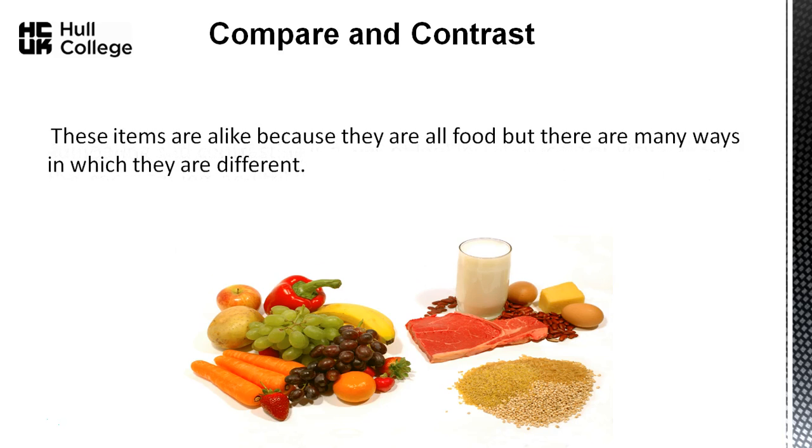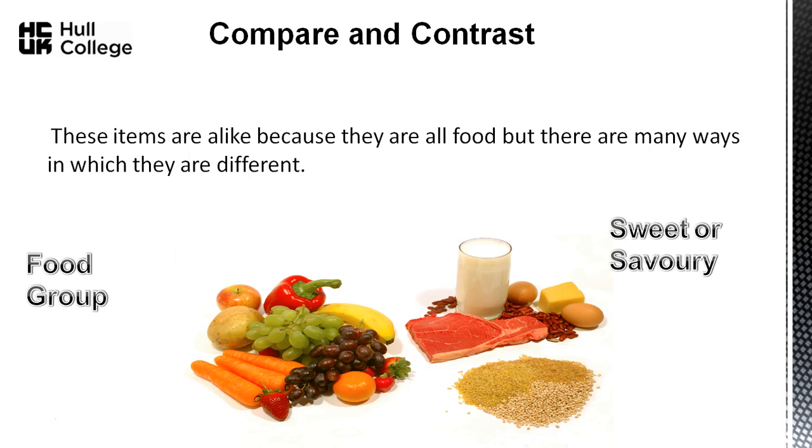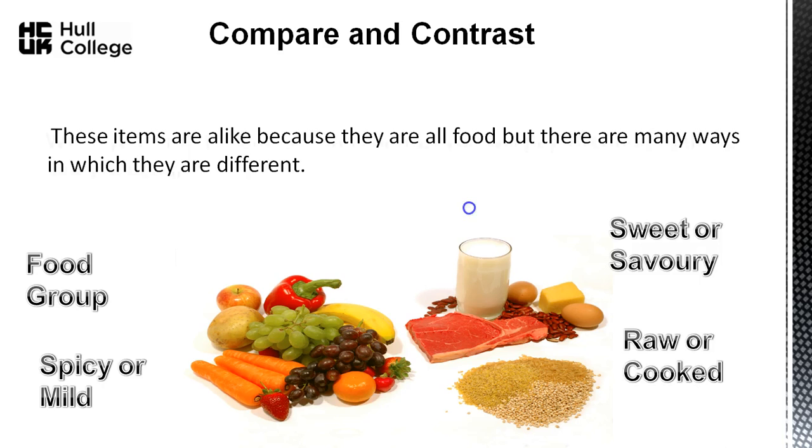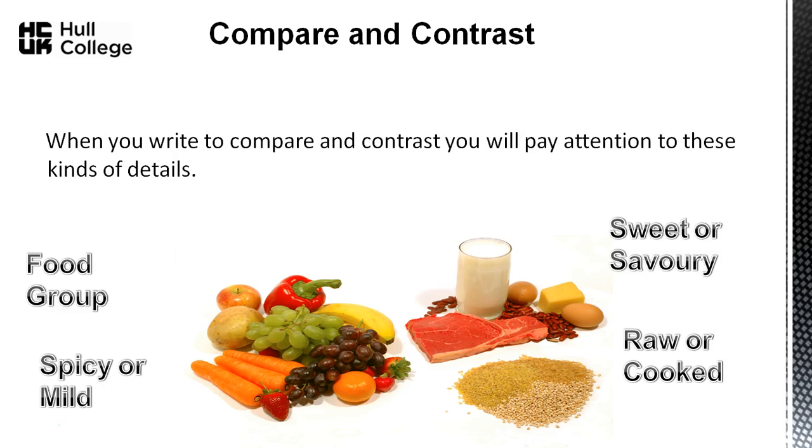These items are alike because they are all food, but there are many ways in which they are different. It depends which food group they're from, whether they're sweet or savoury. They could be spicy or mild, raw or cooked. When you write to compare and contrast, you'll pay attention to these kinds of details.